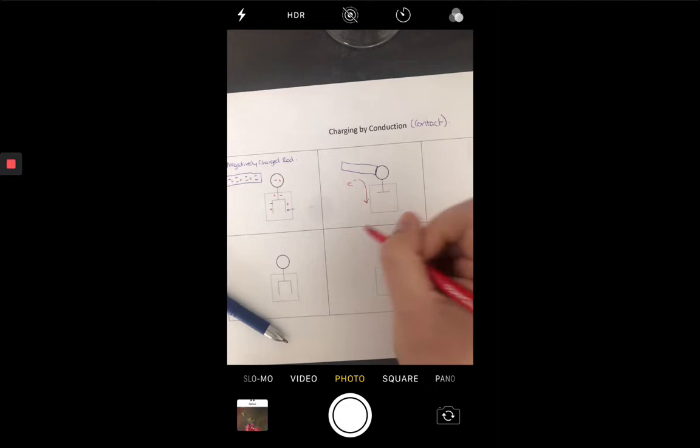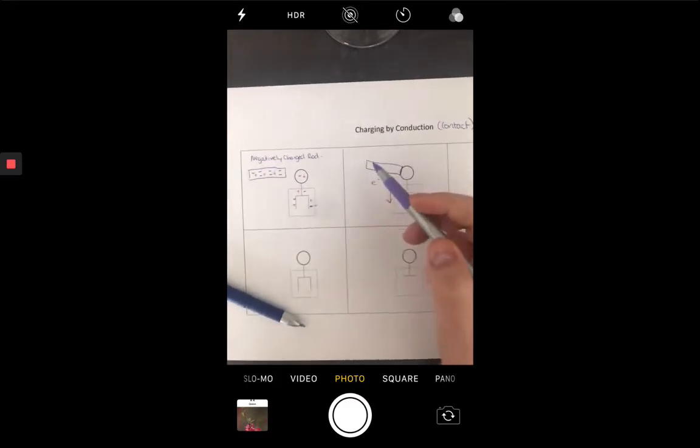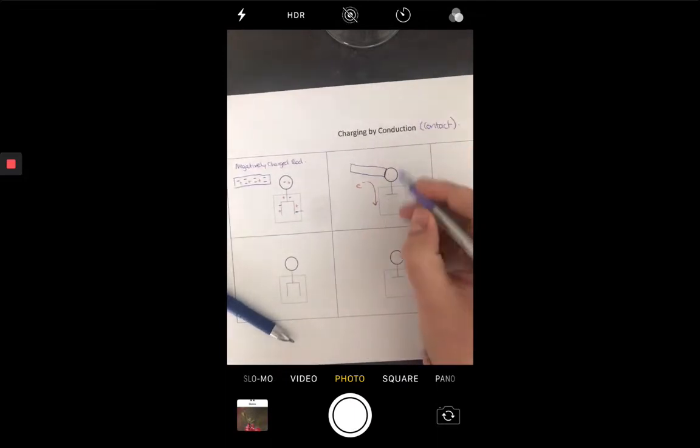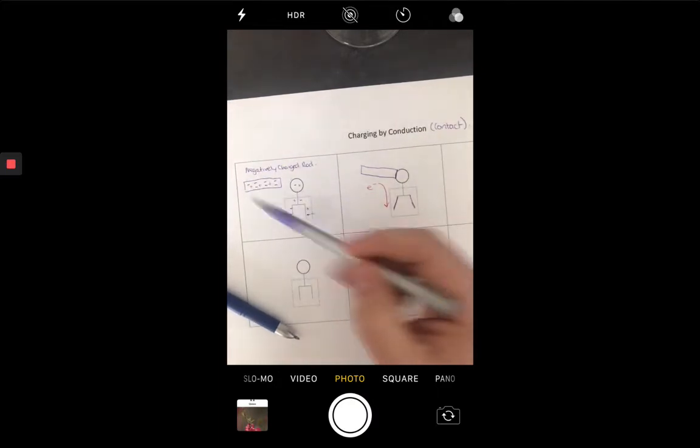And as our electrons flow into the electroscope, what is going to happen is that we're going to end up with more electrons in our electroscope. So our leaves are going to repel outwards, right? Because our electrons are being repelled from each other, so they want to run away.